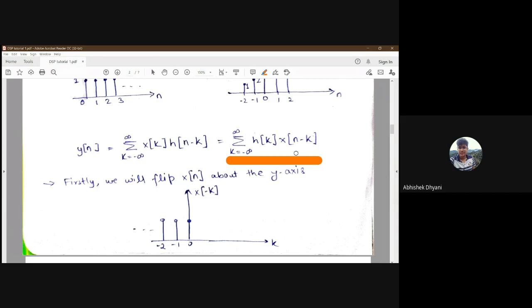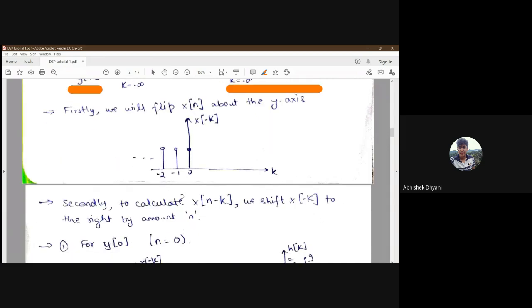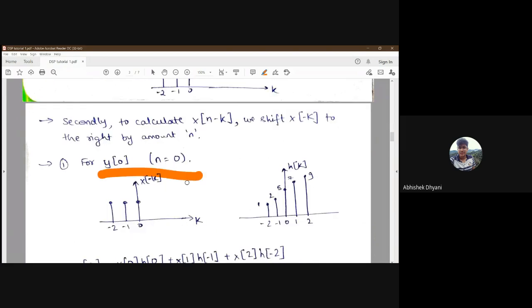And that is, this n is basically the time step at which we are observing the output. So in order to do that, let's say we are observing at y0. That corresponds to n equals 0. And so x[n minus k] is nothing but x[minus k] itself for y0. This is what x[n minus k] becomes. It's simply x[minus k]. And we now have to convolve this with h[k].